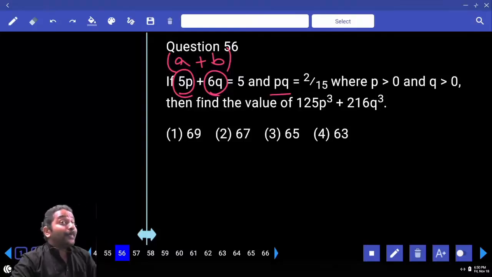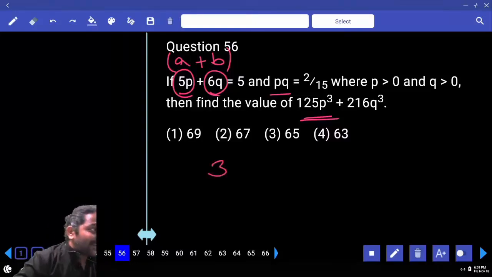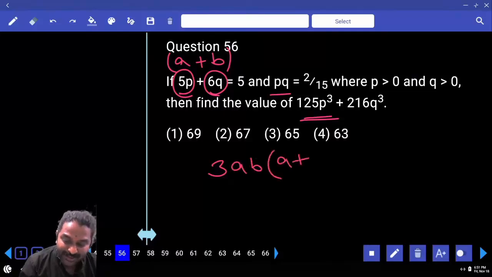Whole cube. Our required value only? Come on, A cube over. Next, 3A square B plus 3AB square plus B cube, correct? So the middle two terms, can I write them as 3AB into A plus B? Can I write like this?